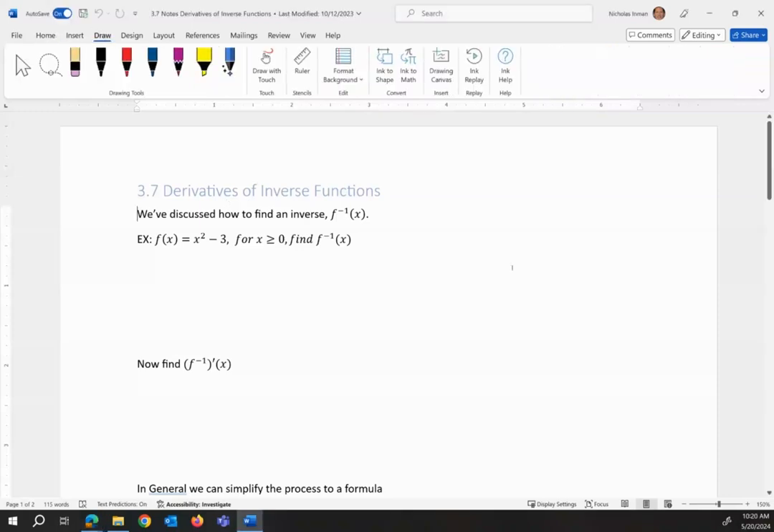Hello, taking a look at chapter 3.7, the derivatives of inverse functions. Before we really get into how to do the derivative of an inverse function, let's just remember what an inverse function is. This f negative 1, that negative 1 almost looks like an exponent, stands for an inverse, the opposite.